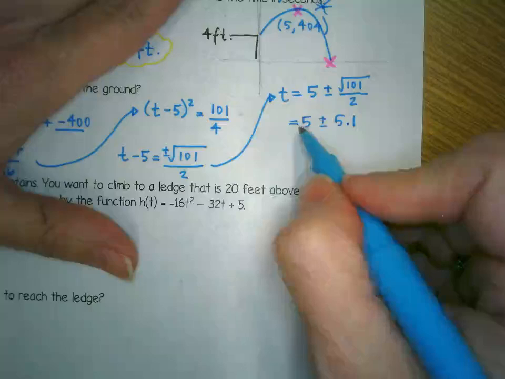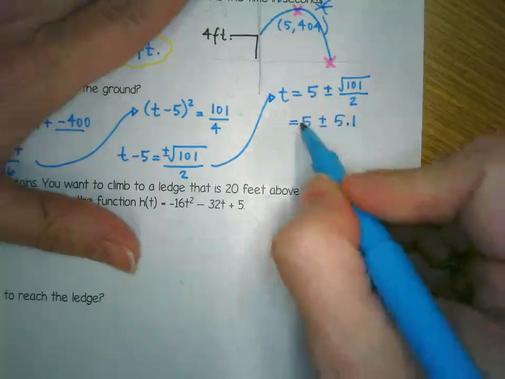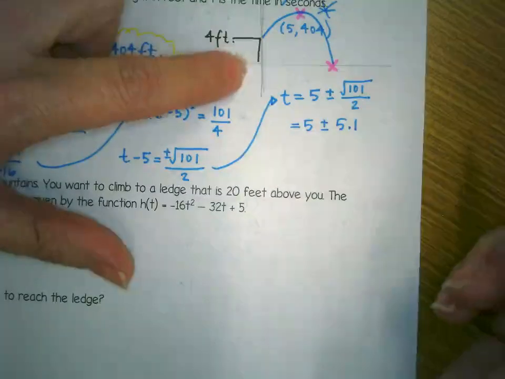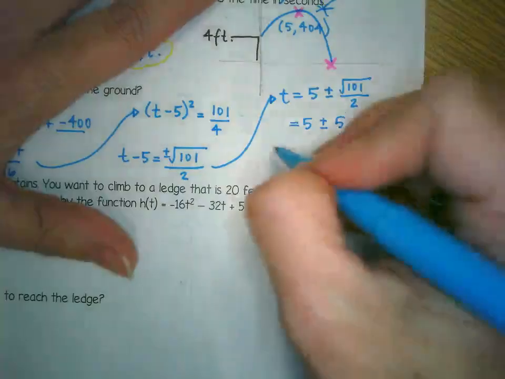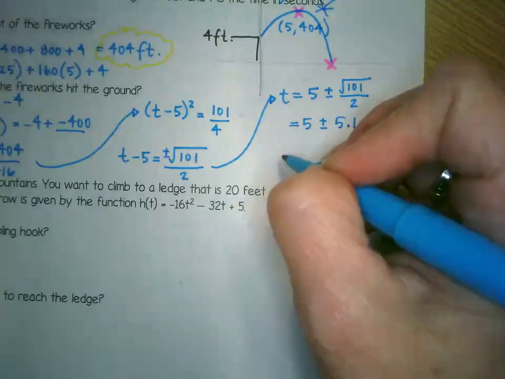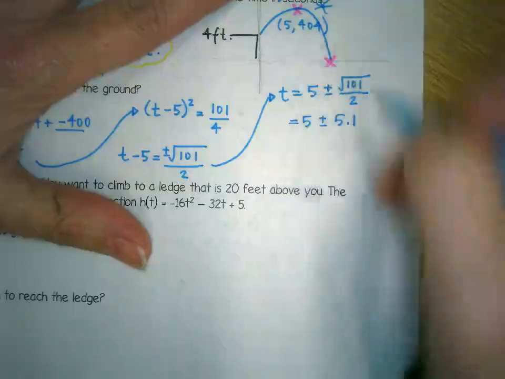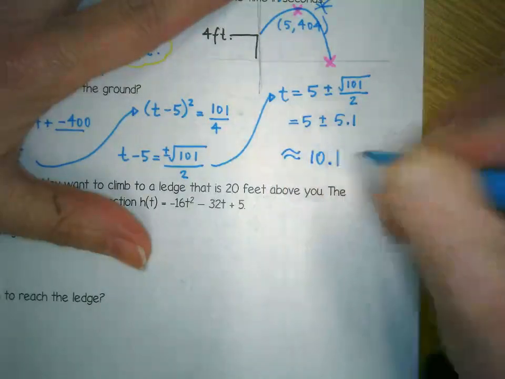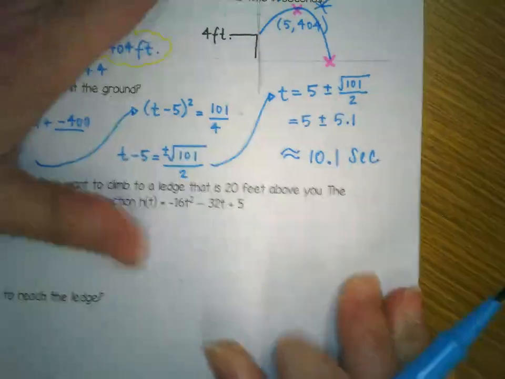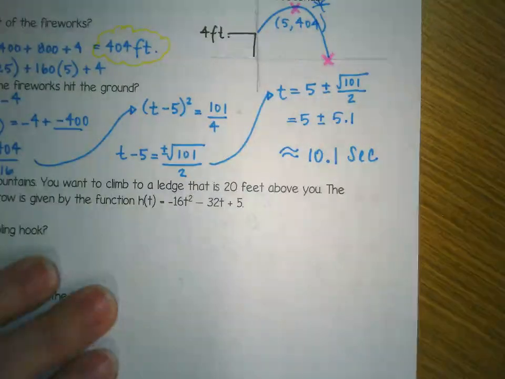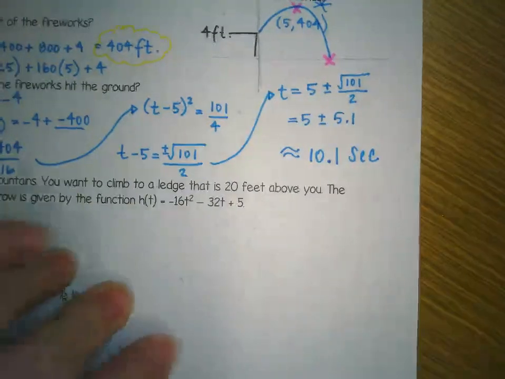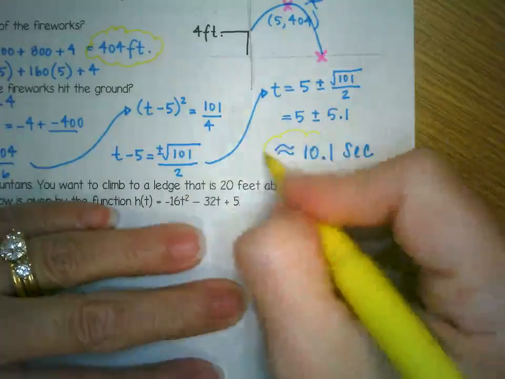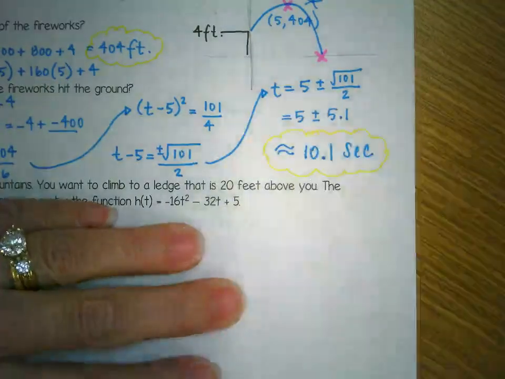All right, so now I have 5 plus 5.1 and 5 minus 5.1. I don't want the negative one, I want the positive one. So I'm going to say that my x-intercept is approximately 10.1 seconds. So it's going to take approximately 10 seconds for the debris to return back to the ground.